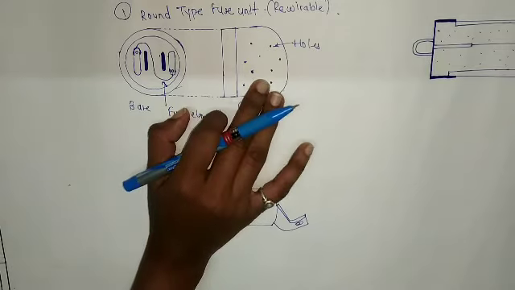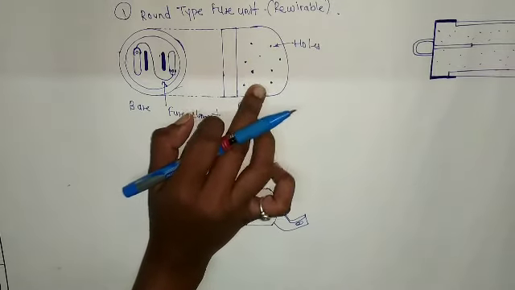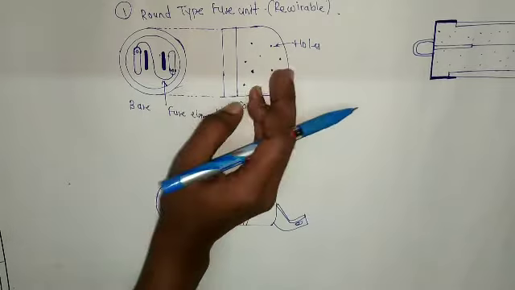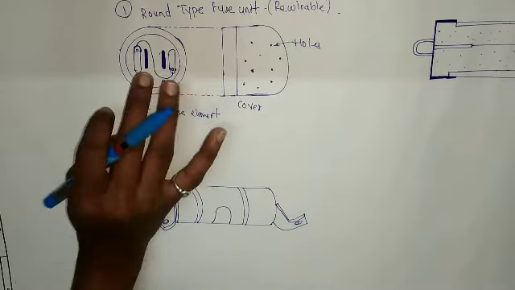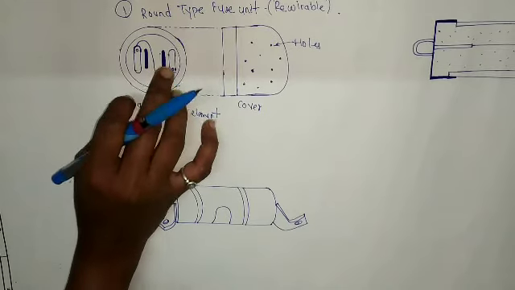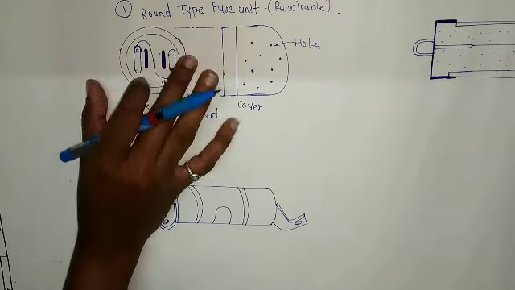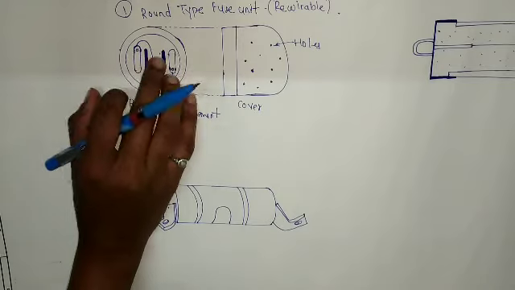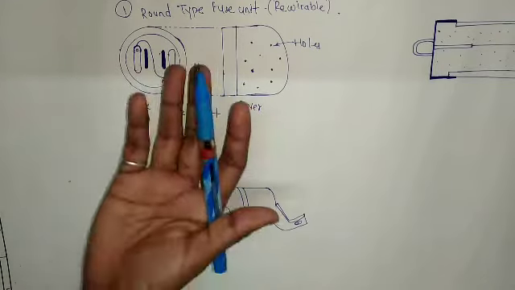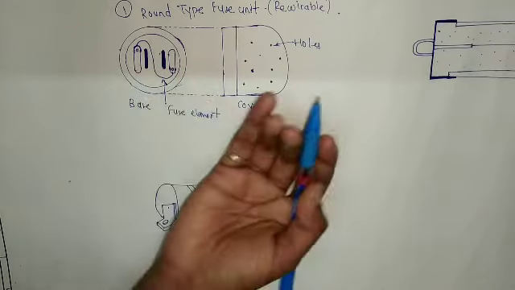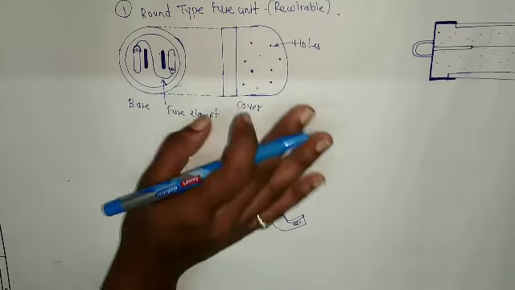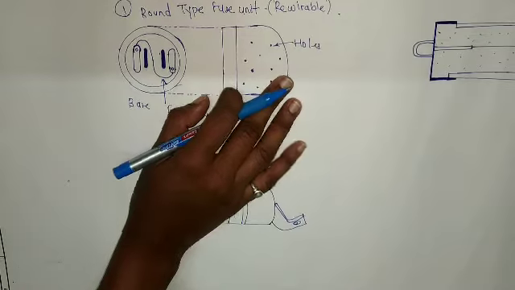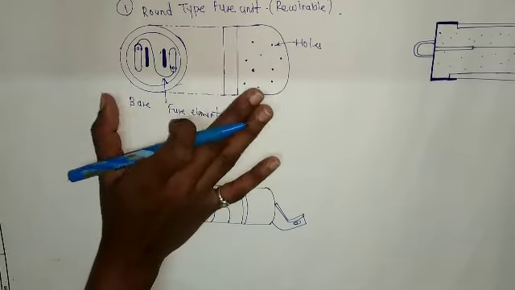So small holes are provided on the cover for the air entrance to help the burning of the fuse. That is, it helps the melting of the fuse, and provides a passage for gases due to melting. Whenever this wire melts, some gases are produced. To remove those gases, we have provided holes here. From these holes, ventilation is provided. So this is about the round type unit.